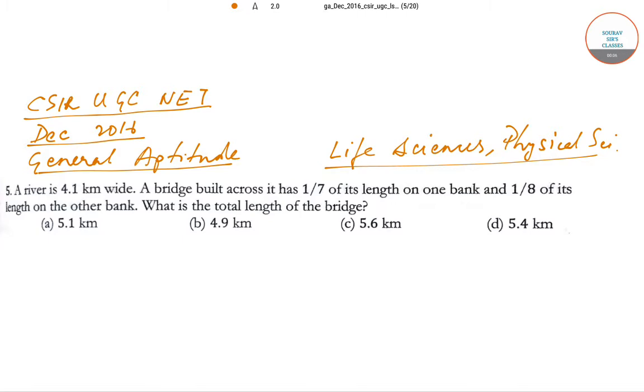Today we'll be solving the CSIR UGC NET questions from the December 2016 paper. We'll be solving the general aptitude questions which came in the life sciences and the physical sciences paper. So let's start off with the question.